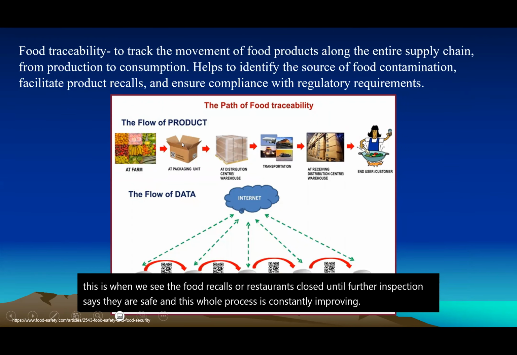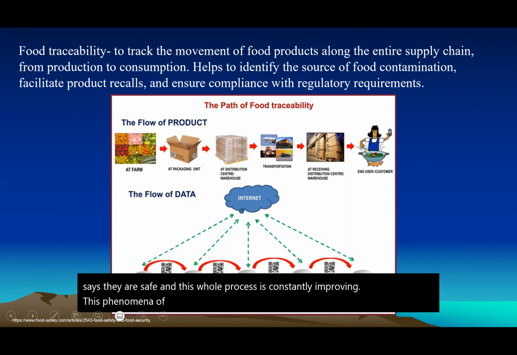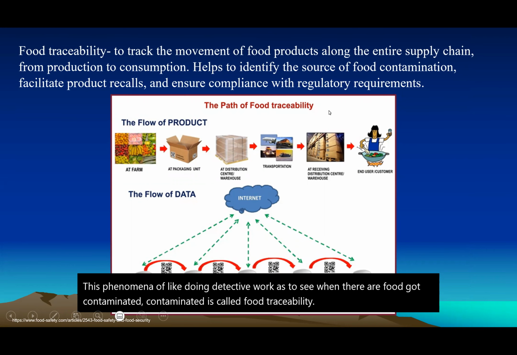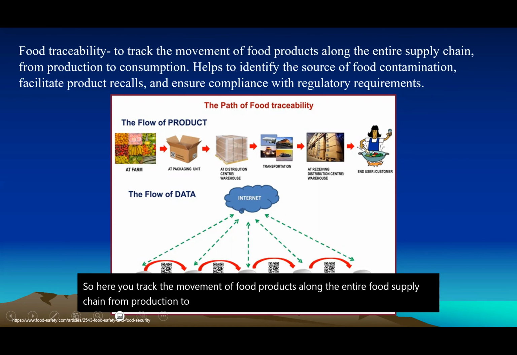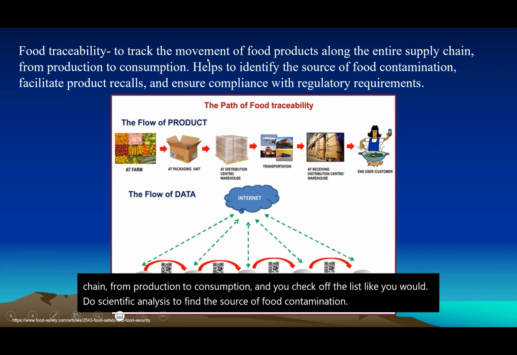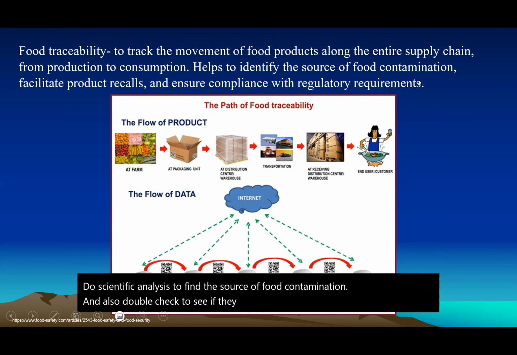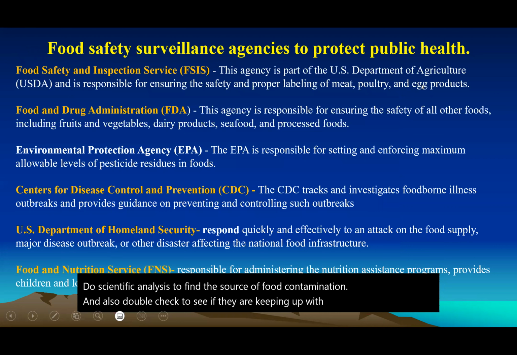This phenomenon of doing detective work to see when the food got contaminated is called food traceability. So here you track the movement of food products along the entire food supply chain from production to consumption. And you check off the list, like you would do scientific analysis to find the source of food contamination. And also double check to see if they are keeping up with the regulatory requirements.